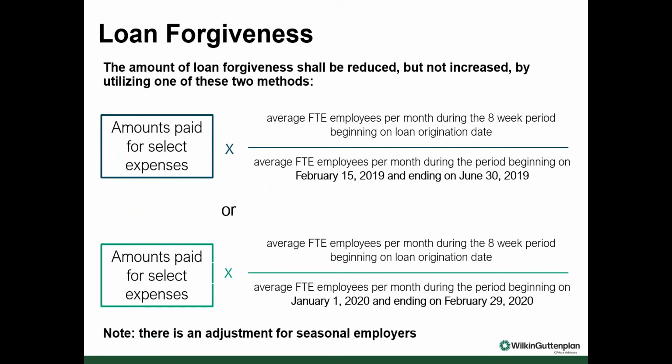So Len, with that, do you want to elaborate a little about what the options would be and why you'd want to pick one over the other? Yeah, from my perspective, you would go through both calculations and understand what your average full-time employees are for both of these periods, and whichever results in the lesser number is what you're going to want to choose, because that's how you're going to maximize the benefits here and reduce the possibility of having a proportional amount of your forgiveness reduced for not maintaining the same headcount.